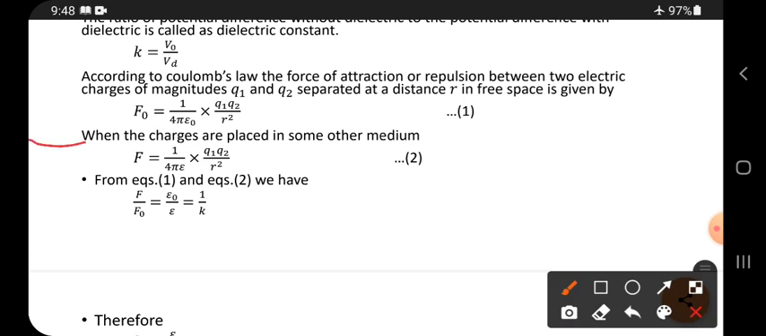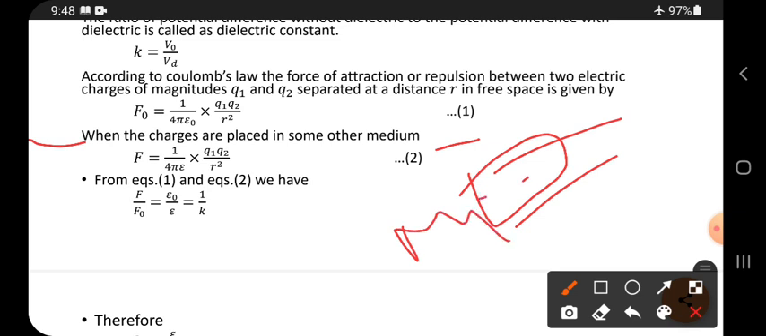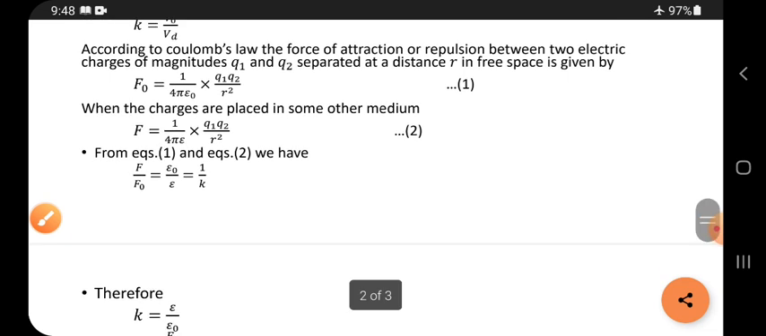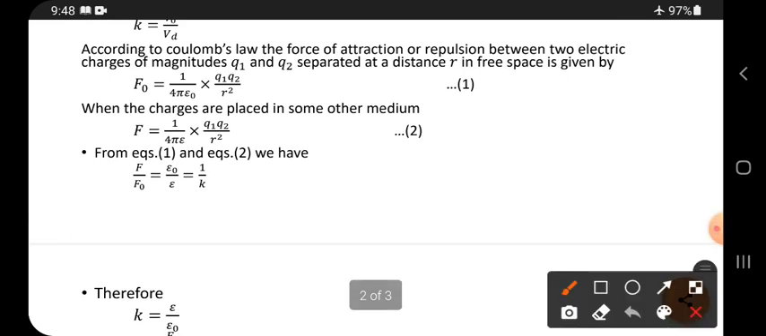When two charges are placed in some other medium, either a glass medium, a plastic medium or a mica medium, that must be a dielectric medium. Then the force F is equal to 1 by 4 pi epsilon, q1 q2 by r square. Here epsilon naught indicates free space, and epsilon indicates the medium.